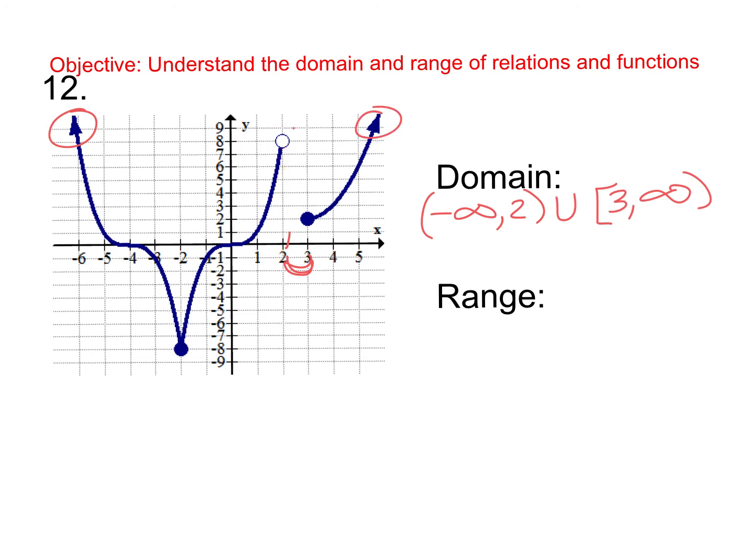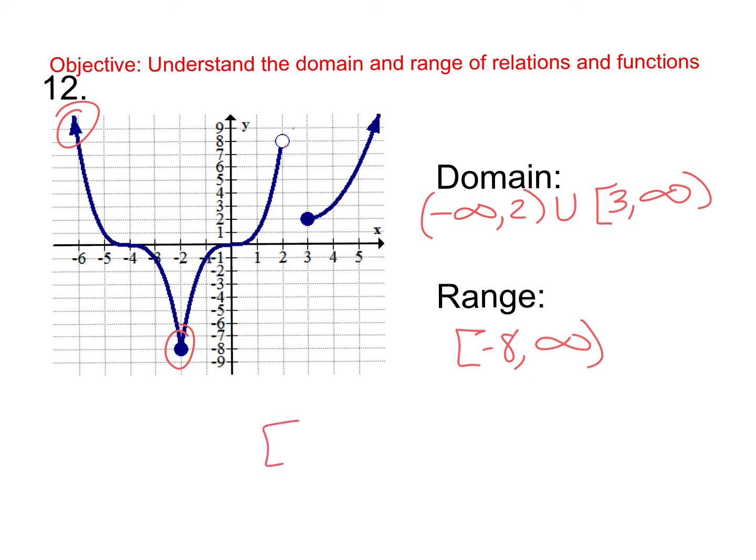Now let's look at the range. What's the lowest thing we see? The lowest thing is -8. And then what's the highest? Now, this one's a little tricky. A lot of kids want to tell me 8, but it's not. Because look, we have an arrow over here going up. So it's actually just -8 to infinity.